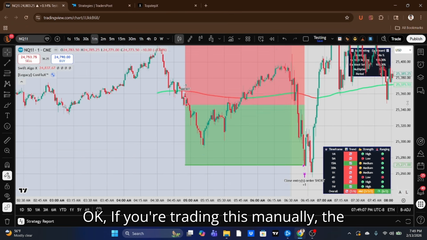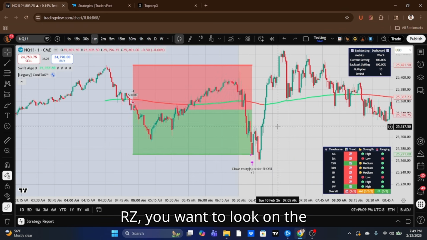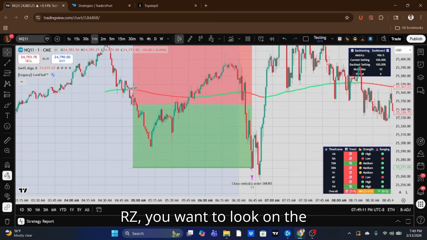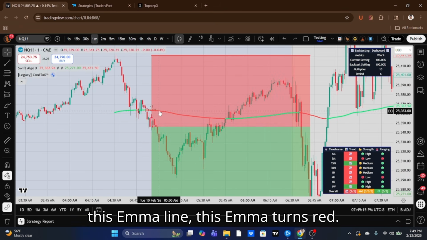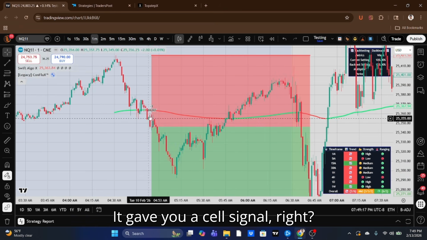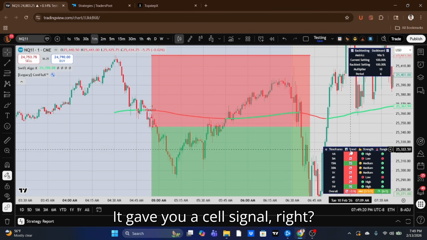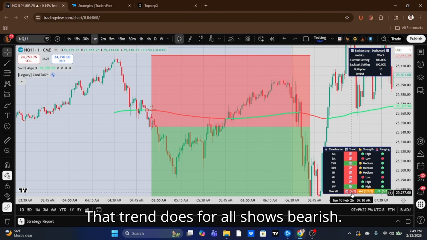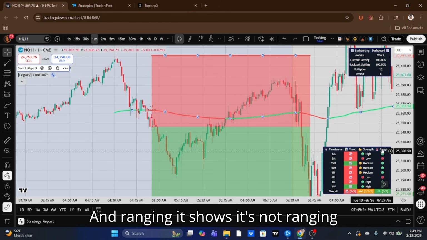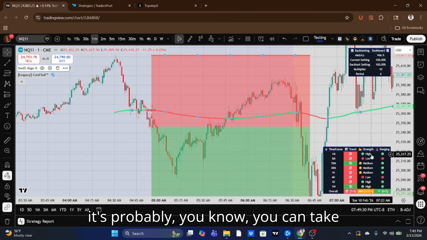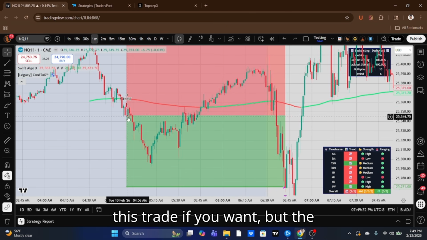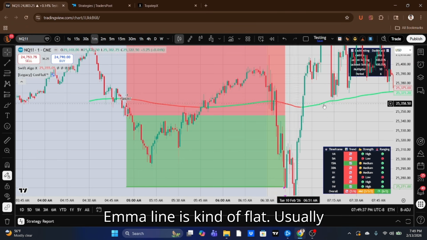If you're trading this manually, then obviously you want to look at the dashboard. So for example, it's below this EMA line. This EMA turns red. It gave you a sell signal, right? The trend dashboard all shows bearish. And ranging, it shows it's not ranging. Strength, it just shows it's medium. So you can take this trade if you want, but the EMA line is kind of flat.